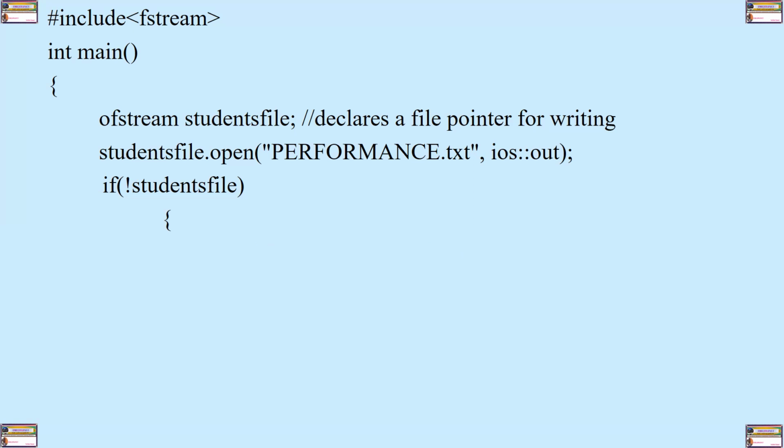So this message, error opening the file, will be displayed if the file does not exist. Which file? The file that is being manipulated using the file pointer students file. So if that file is not found, for example, or cannot be opened, then that error message will be displayed.